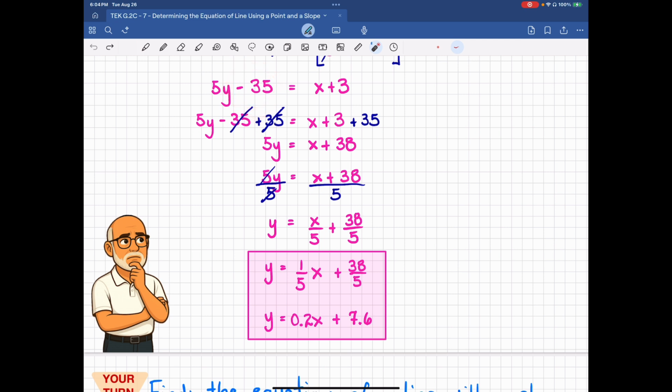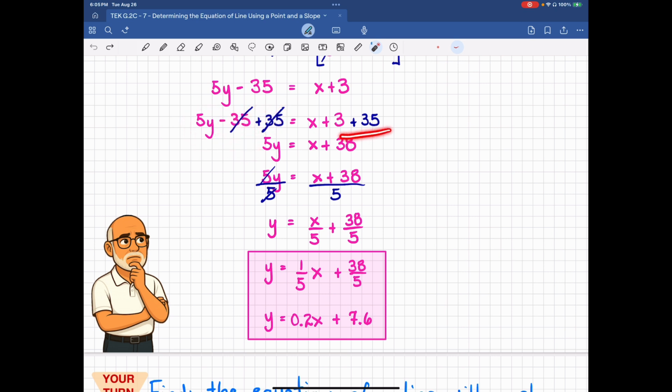How do you do that? What's the opposite of subtracting 35? Adding 35. So I'm going to add 35 to the left. But what do we have to do? If we add 35 to the left side, what do we have to do? We have to add 35 to the right side. We have to keep the equation balanced. And so the cool thing is over here, because we subtracted and then added, these two things cross out. The only thing that remains is this 5y. And that's what we wanted. That's what we hoped for.